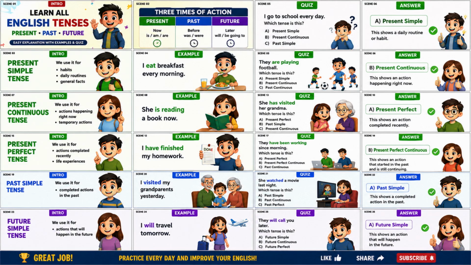Next is present perfect tense. This talks about actions completed recently. Example: I have finished my homework. She has eaten lunch. They have gone home. Like, we have watched the movie.